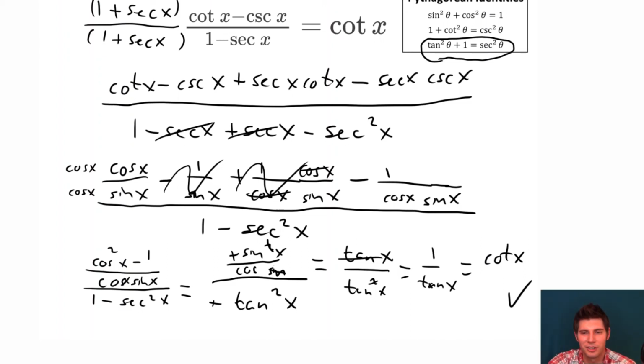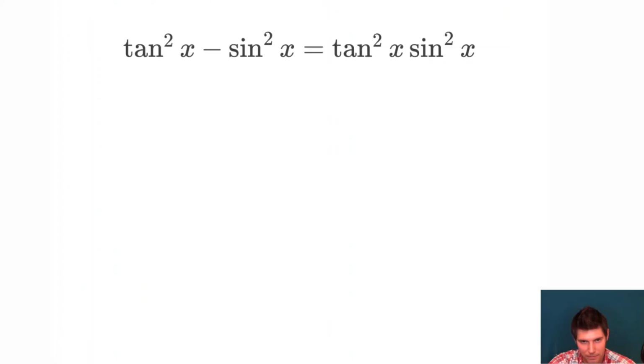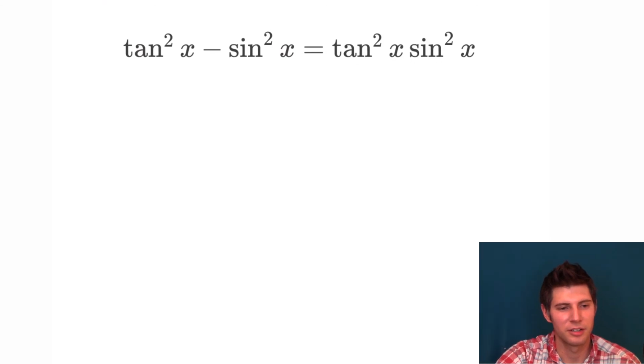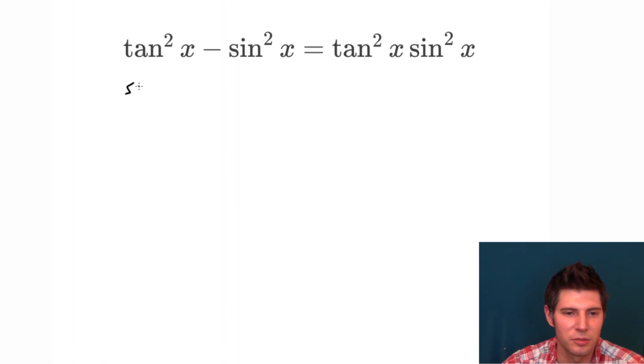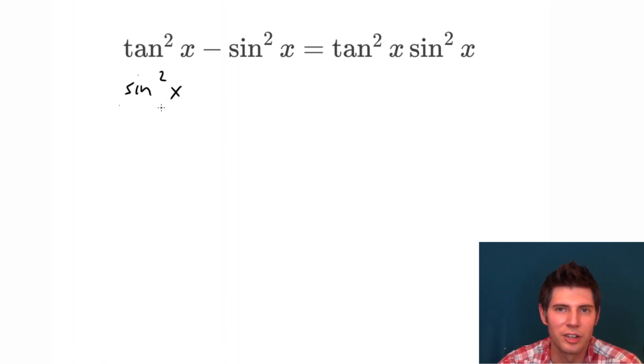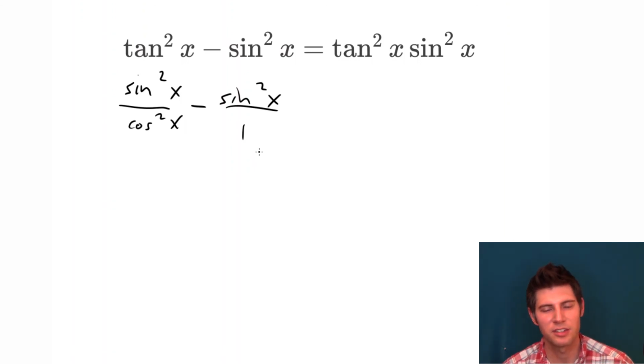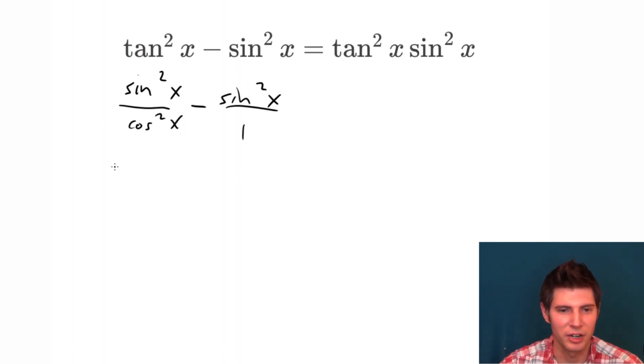Let's do the next one. Tangent squared minus sine squared. So first step, rewrite everything in terms of sine and cosine. So this would be sine squared over cosine squared minus sine squared. So looking at both of these, I see a sine squared on top. That's a common term. If you ever have a common term on bottom, that means common denominator. If you ever have a common term on top, you usually want to factor it out. So since we have a sine squared x on top, let's factor it out.